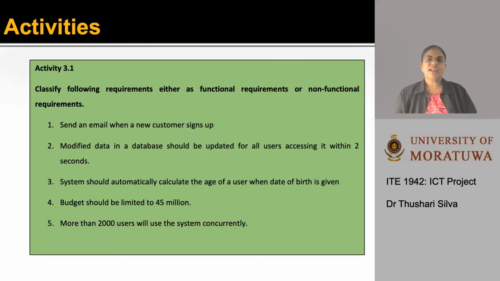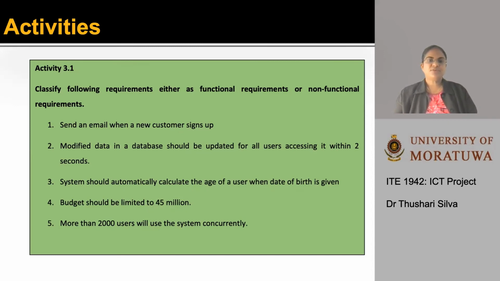The system should automatically calculate the age of a user when the date of birth is given. It's a functional requirement, something your system must do. When you enter the date of birth, the age is automatically calculated and stored in an appropriate database field. But it should be limited to 45 million. That is not a functional requirement, because it's about the cost of your system. That goes with the non-functional requirements: how costly the solution is.